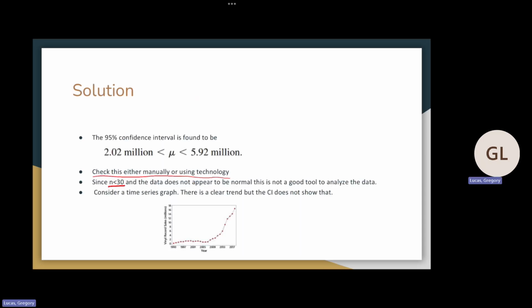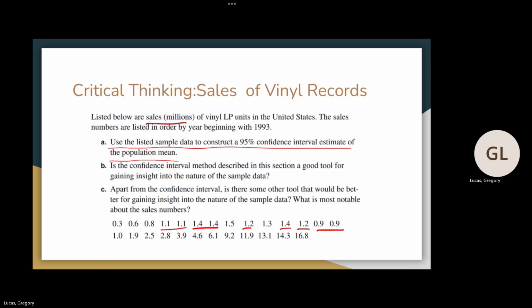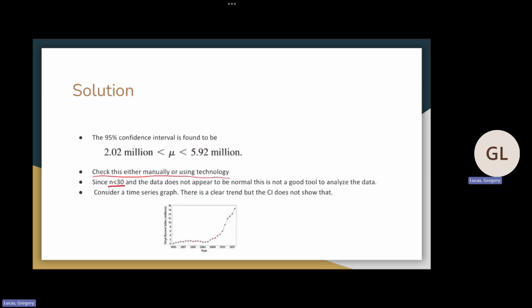So always check first that you have a normal distribution, because if you don't have a normal distribution, we don't really care about the confidence interval. And thinking of the context of the problem, we're talking about change over time. Our first data point's from 1993. We have the sales listed from 1993. So instead, let's use a time series graph. We want to look at how things change over time.